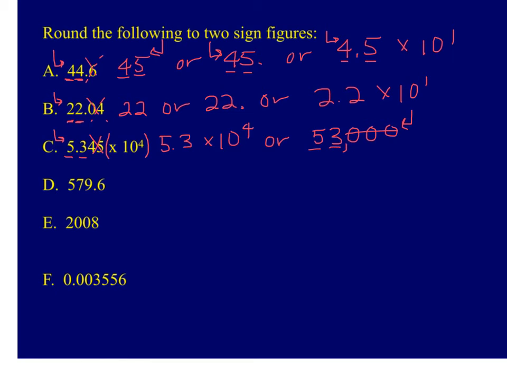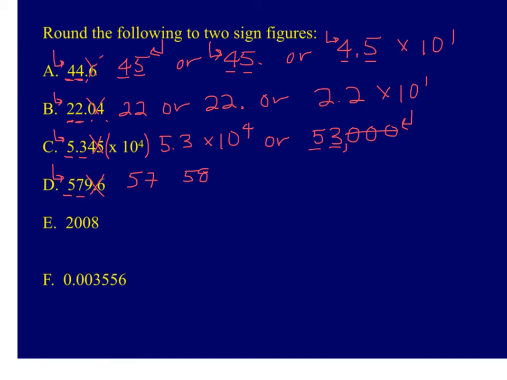On letter D, we would keep the 5 and keep the 7, but we would want to round the rest off. Now, a common mistake kids will make is, since we're trying to round the 9 and the 6 off, instead of rounding them off, some students will drop them off and just write the number either 57 or 58.